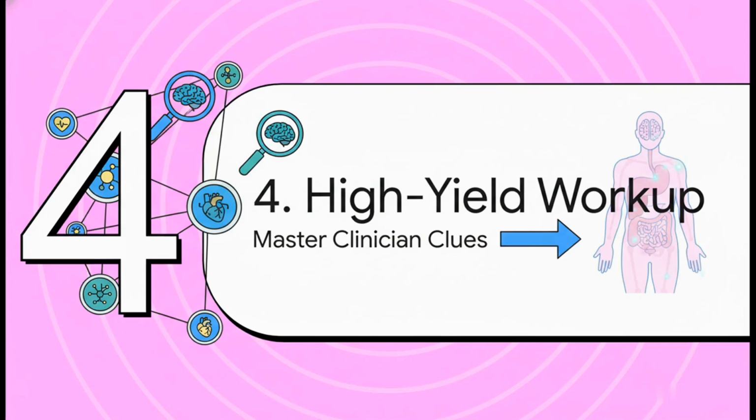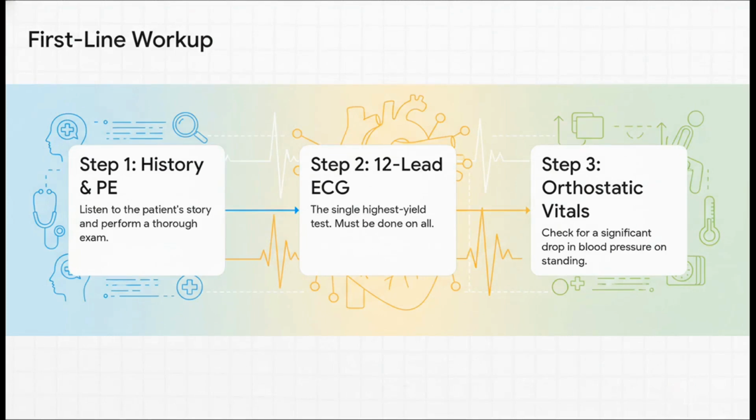All right, let's move on to our diagnostic toolkit. The key here is to be a detective, to gather clues in a really systematic, high-yield way. This is so foundational. In more than half of all cases, these 3 simple things are all you're going to need: a great history and physical, a set of orthostatic vitals, and a 12-lead ECG.